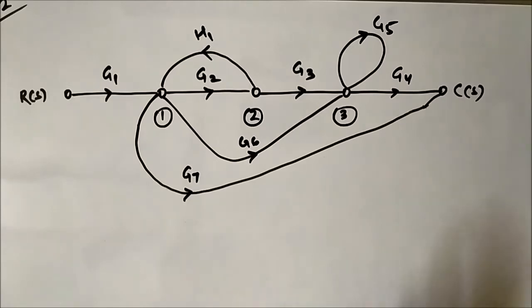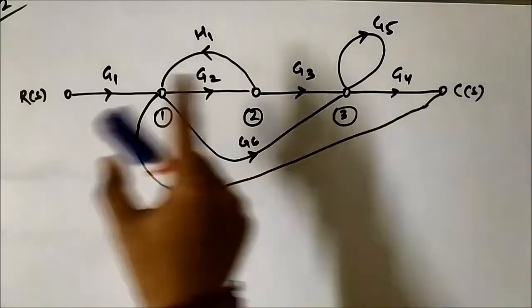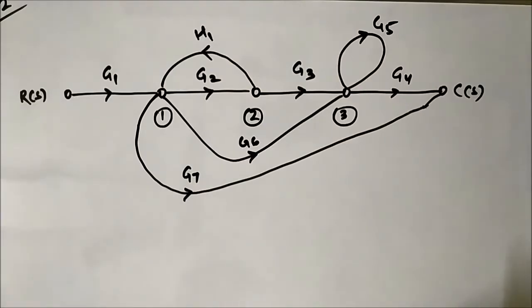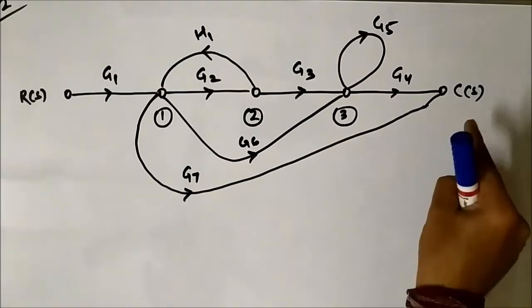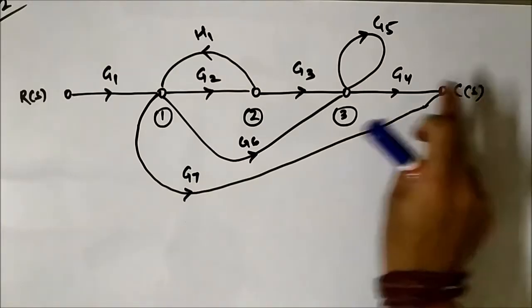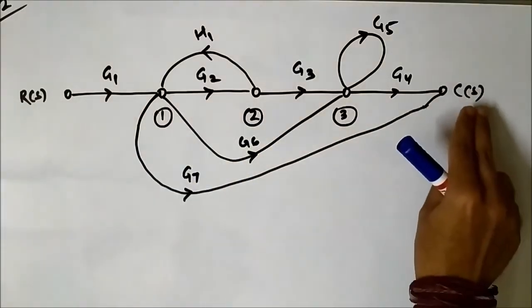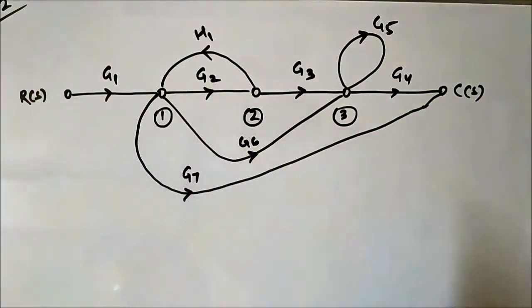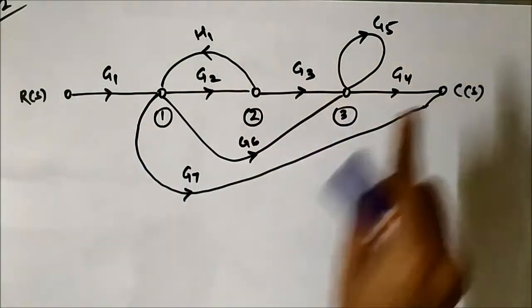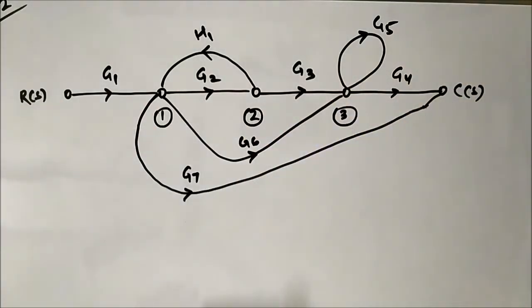In this video we are going to discuss the second question related to signal flow graphs and determination of the transfer function using Mason's gain formula. Here again we have been given a signal flow graph and we have to determine the transfer function Cs by Rs. Cs is the Laplace transform of the output, Rs is the Laplace transform of the input node and output node, and we have to determine the transfer function of the system using Mason's gain formula.